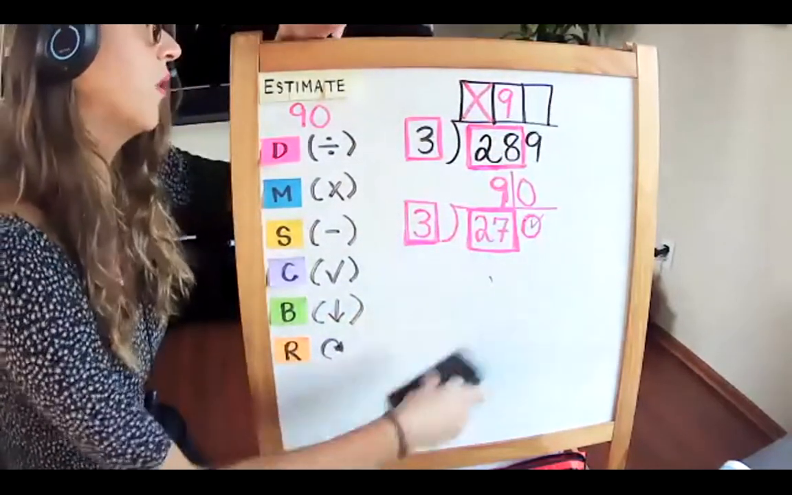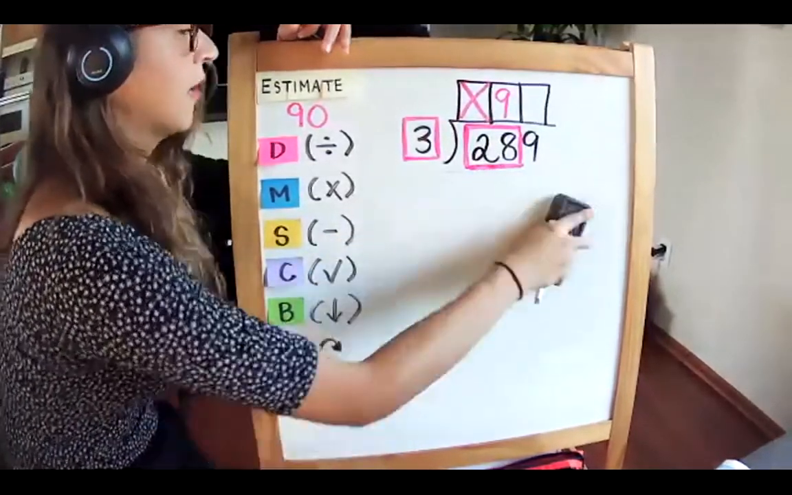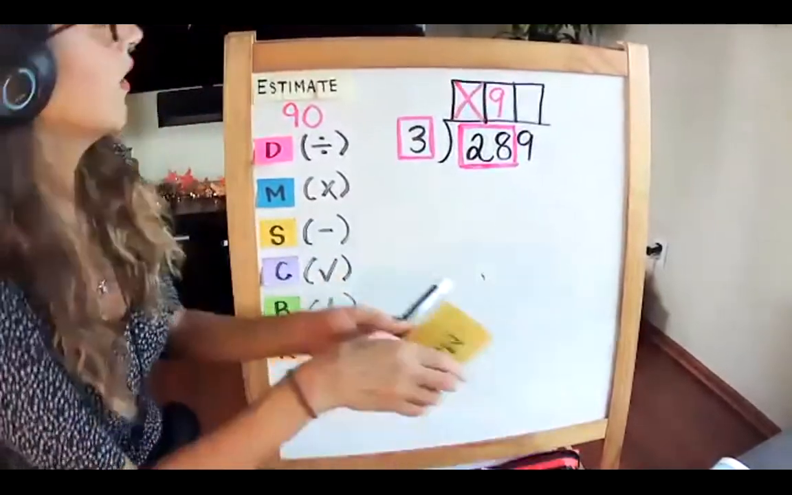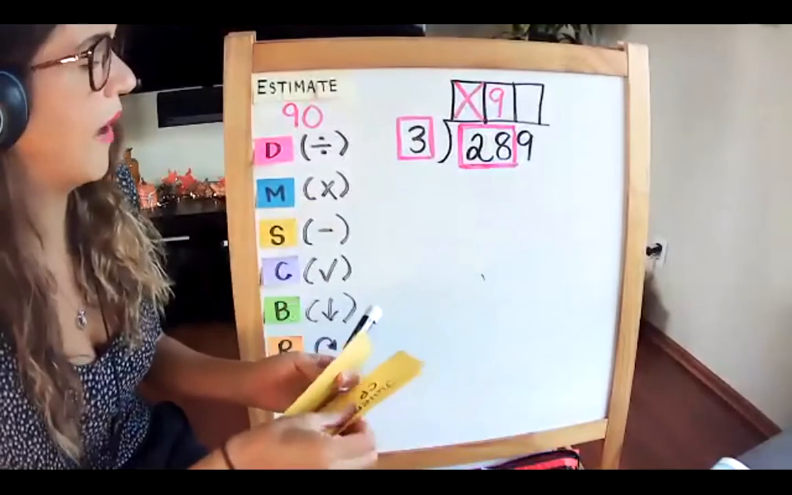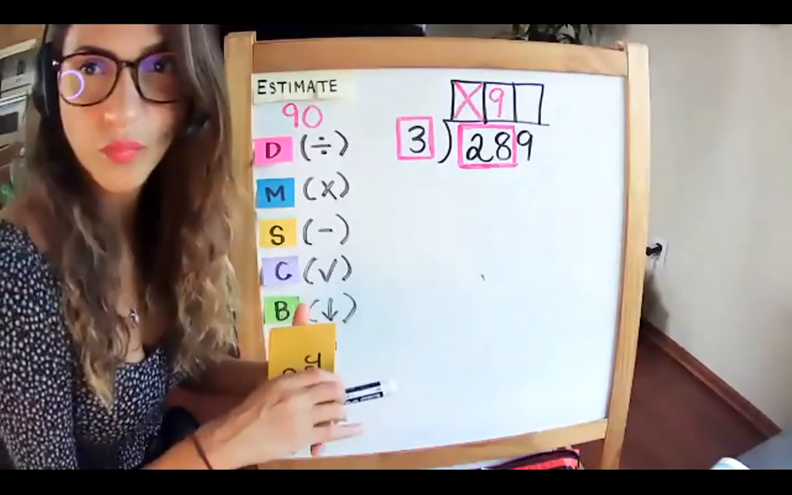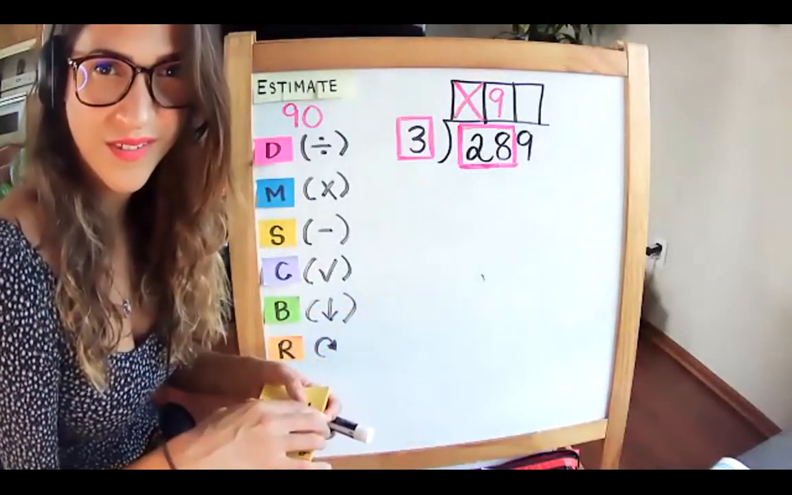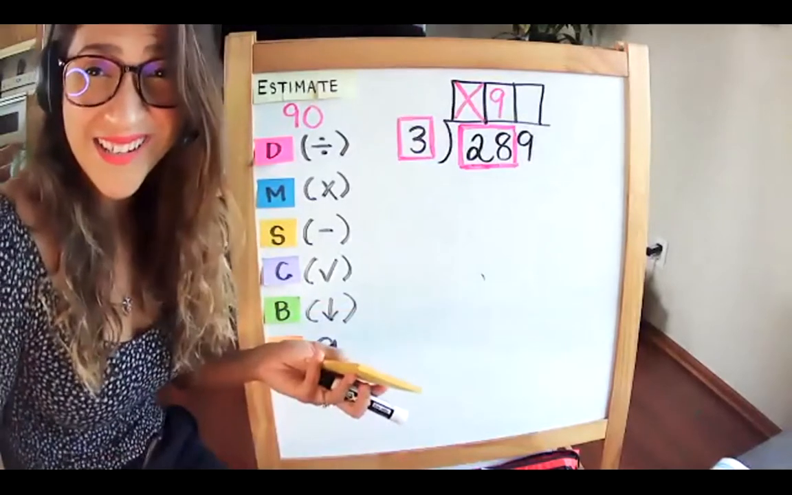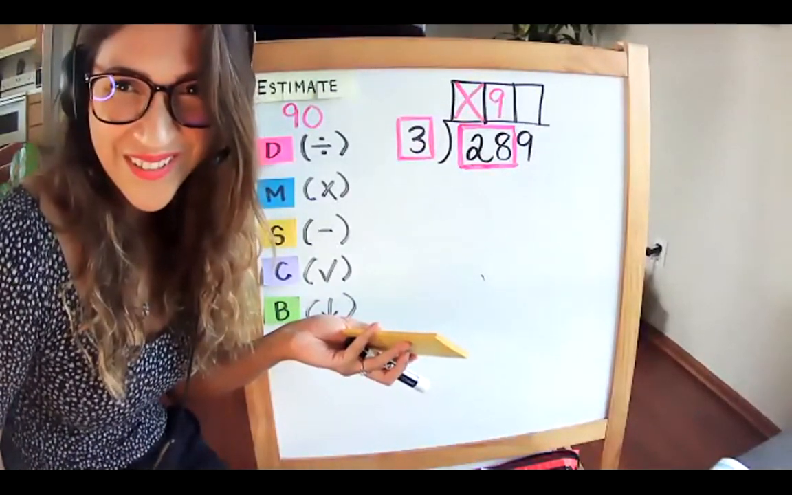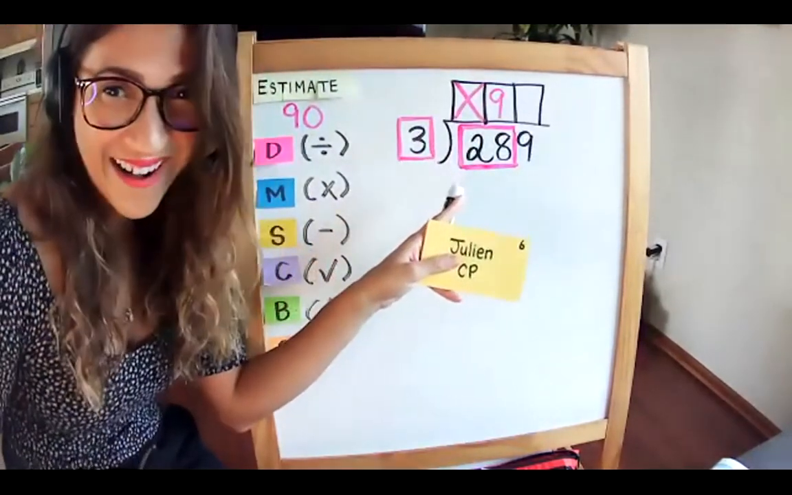Just from our estimation, what could we tell about our actual quotient? I'm going to call on students from the cards, so don't shout it out on this one. Julian? That it's going to be in the 90s. How many digits is it going to be? At most 3. Is it going to be 3 though? No.